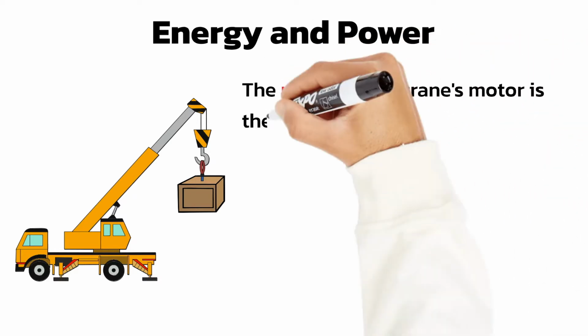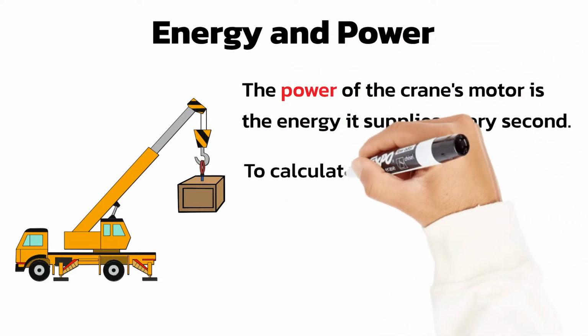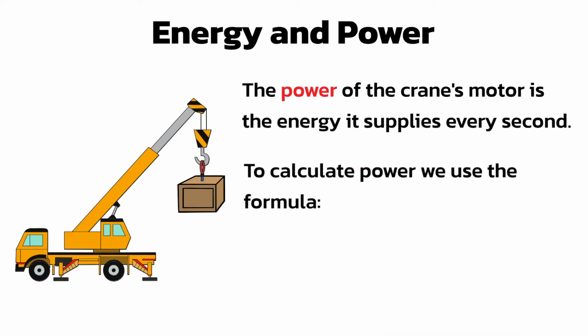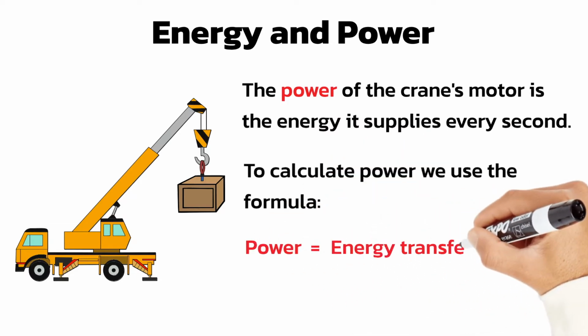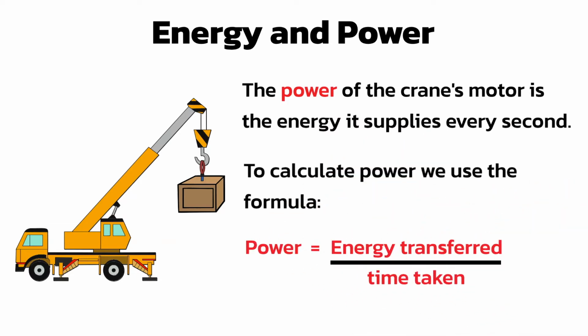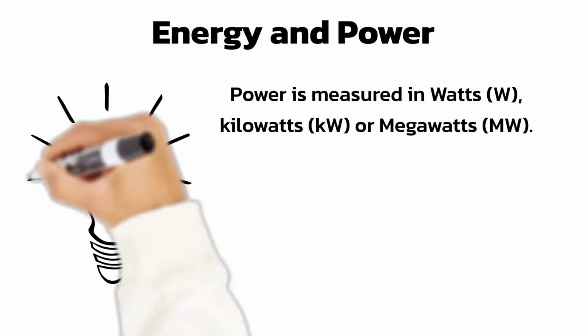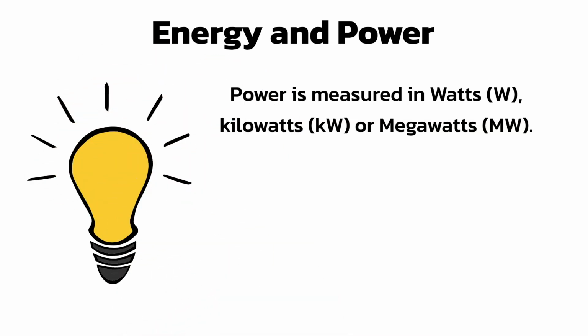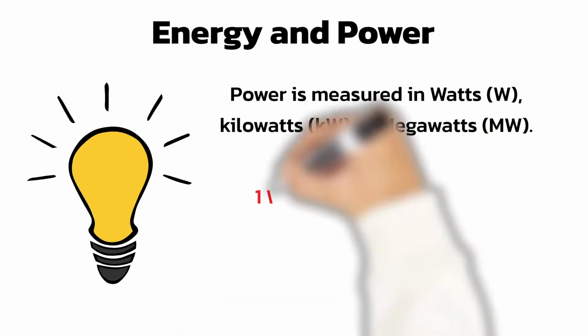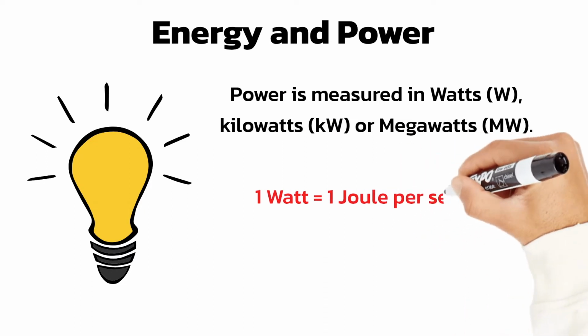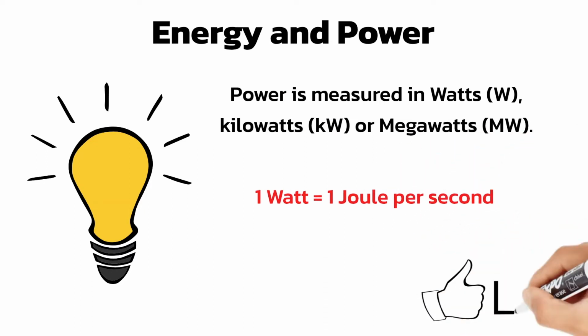The power of the crane's motor is the energy it supplies every second. To calculate power we use the formula, power equals energy transferred divided by the time taken. Power is measured in watts, after the famous Scottish inventor James Watt. You may have also seen power measured in kilowatts or megawatts. As power is the energy transferred in a certain time, 1 watt equals 1 joule per second.